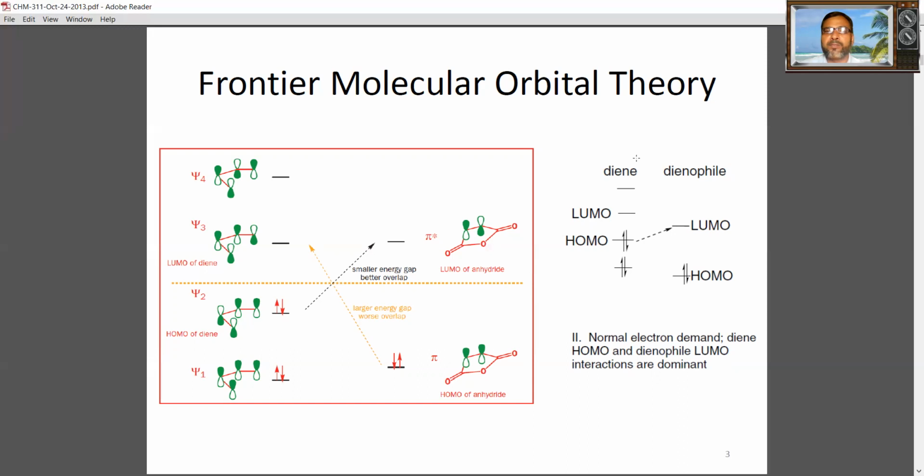Now look at this picture: diene and dienophile. HOMO, LUMO. Here HOMO, LUMO. So this energy gap and this energy gap are different. But for the HOMO of the diene and the LUMO of the dienophile, this energy gap is small. So in normal electron demand, the diene HOMO and dienophile LUMO interactions are dominant.